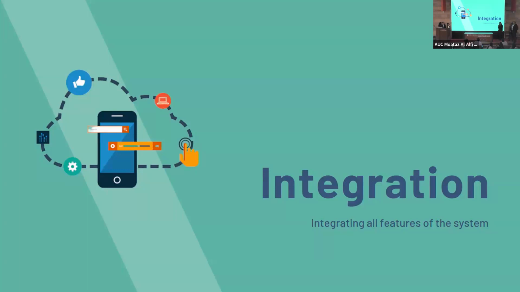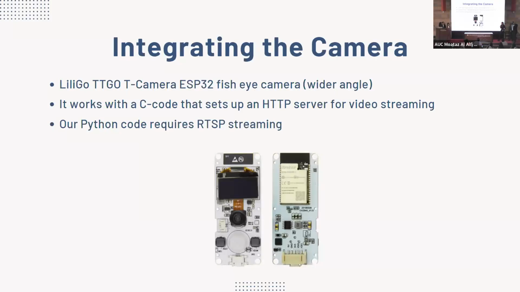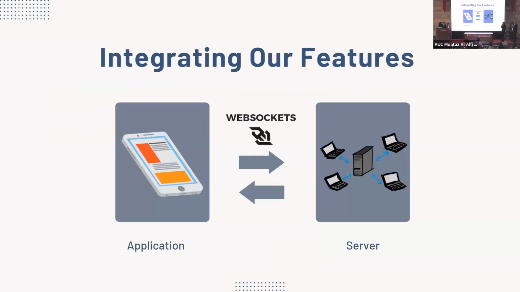Moving to the integration part, in which I will show how we integrated all the features of the application together. I will start with how we integrated the camera. This is the camera we are using. It's called the LilyGo camera, and it has a wider angle lens. It works with C code that sets up an HTTP server for video streaming. And then we use a virtual camera for taking this video streaming into our Python code, because the Python code requires RTSP streaming. Now Adham will elaborate more on the integration part.